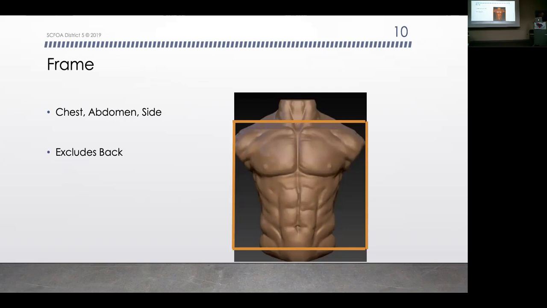So frame, chest, abdomen, side, okay? Excluding the back. So all of this, including my sides, is okay. But if you get me in the back, or you get me up on the deck, or below the waist, then that's illegal, or outside the frame.